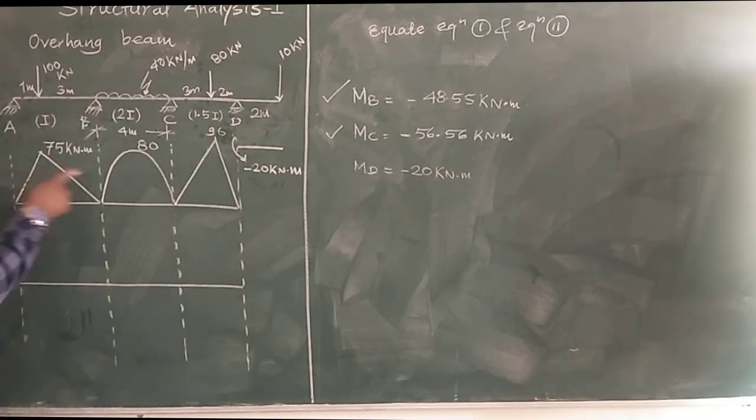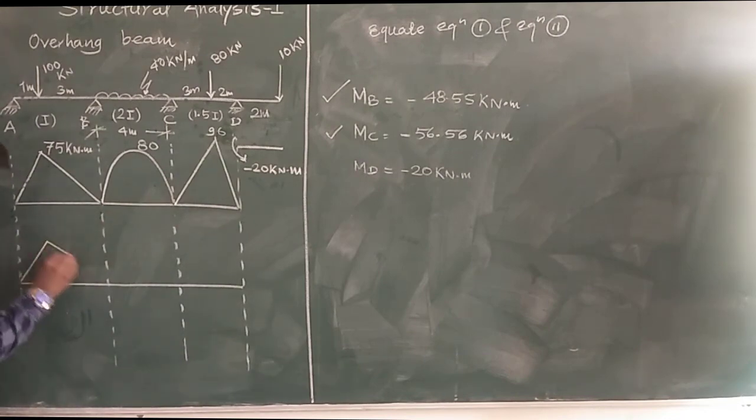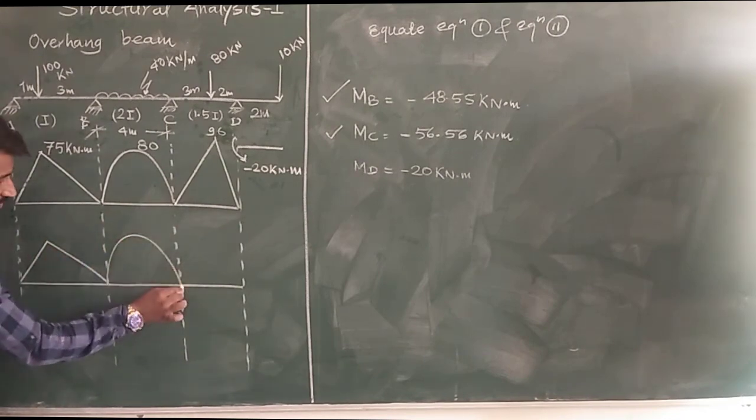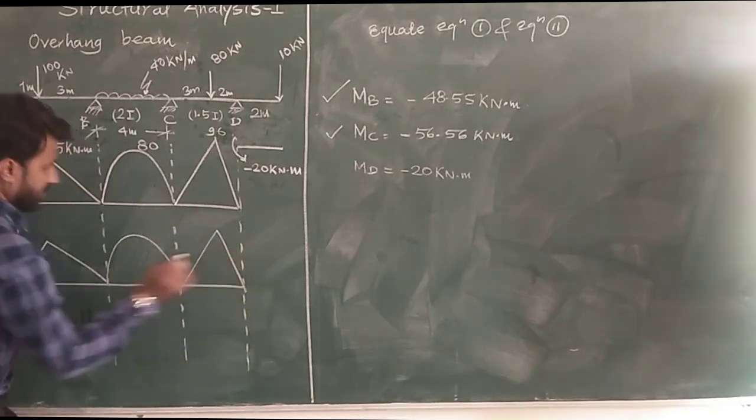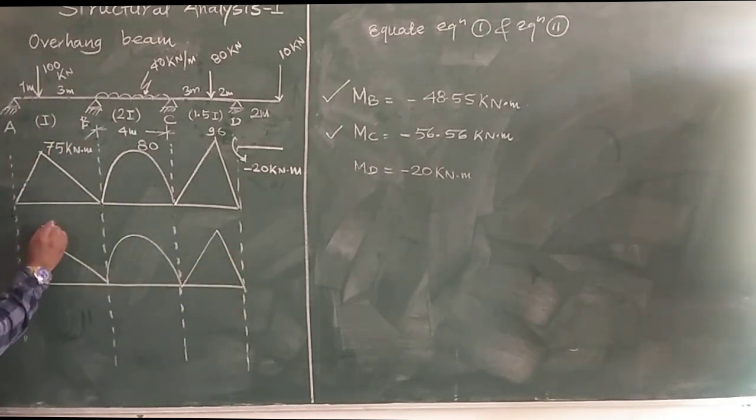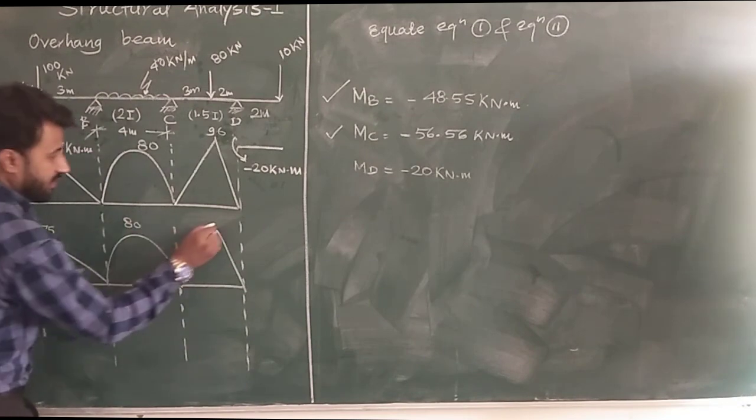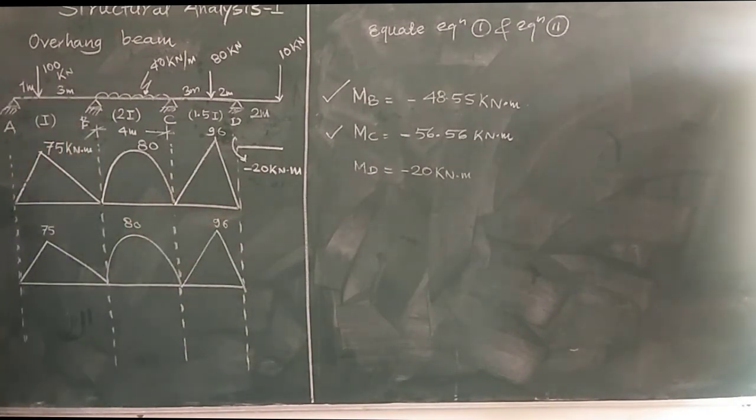we will first draw the free bending moment diagram. So this is the free bending moment diagram. This is 75, this is 80, and this is 96 kilonewton meter. And the value of MA is 0. The value of MB is minus 48.55. So due to this minus, we are drawing the support bending moment diagram above the line.